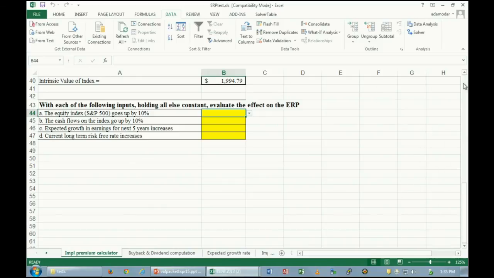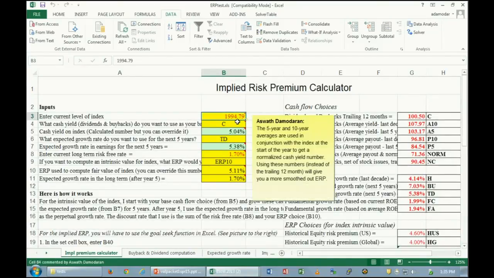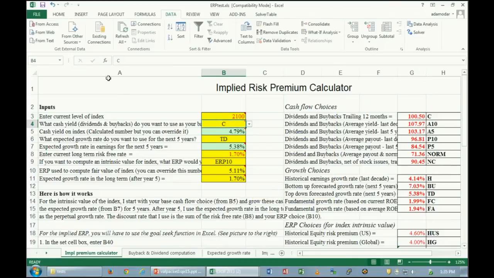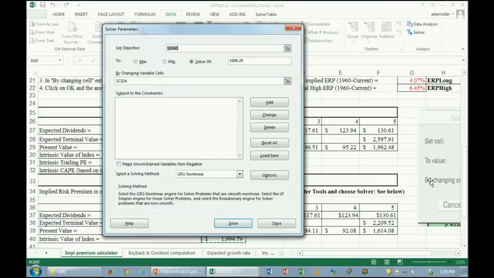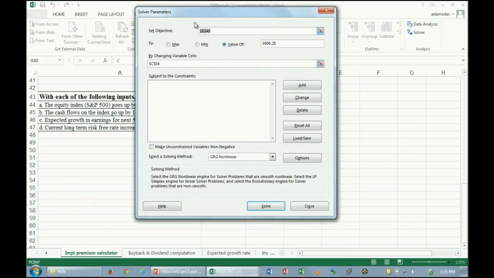Okay, let's make the index, I don't even know what it is today. Let's make it 2,000. Does anybody have 2,100? 2,100. Wow, that's a nice round number. 2,100. Okay. Now here's how you solve for the implied equity risk premium. You go into data. You look for solver. Okay, and what you're going to solve for is basically.